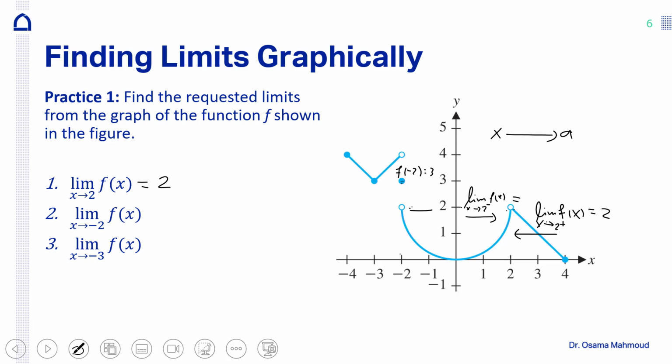But the right limit, when x tends to minus 2 from the right for f of x, is equal to what? This height is 2. If I go from the left, this is the left limit when x tends to minus 2 from the left for f of x. I need this height, which is 4, right? So the left limit is equal to 4 and the right limit is equal to 2. So the right limit is not equal to the left limit, so this limit doesn't exist.